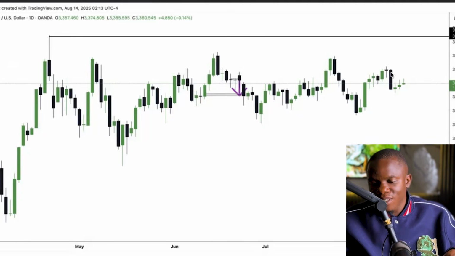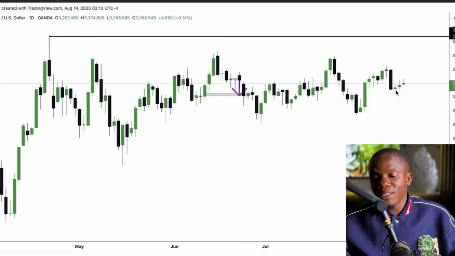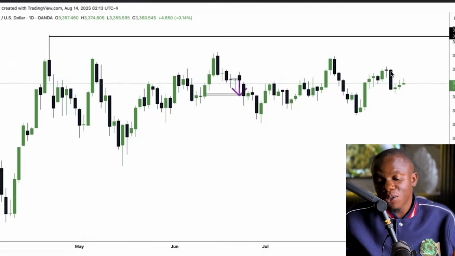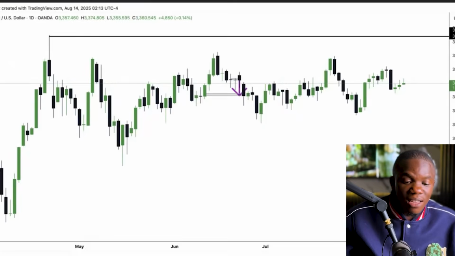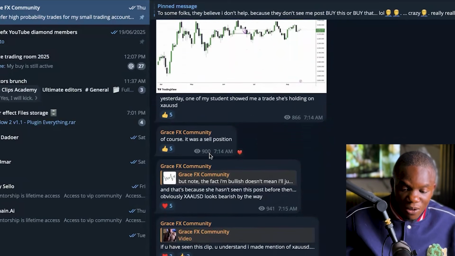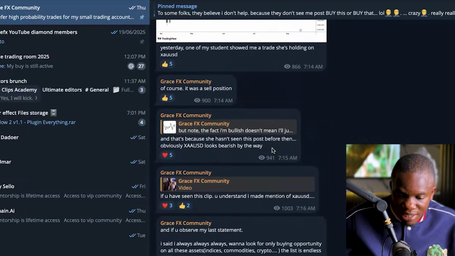This was August 11, all right? And we saw this was obviously a bearish opportunity. Now, that doesn't mean the market won't trade to the downside, all right? This was a bearish opportunity for so many traders to look for selling. Then take a look at my comment. I said yesterday, one of my students showed me a trade she's holding on XAUUSD. And of course, it was a sell position. That is because she hadn't seen this post before then. Obviously, XAUUSD looked bearish, by the way.